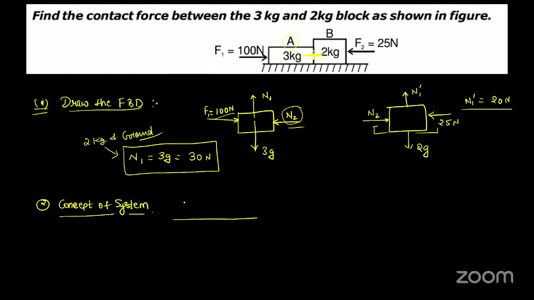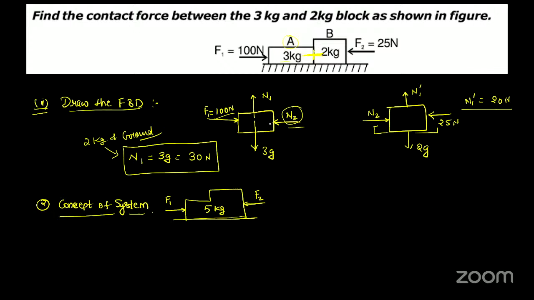First of all, we will assume these two blocks as a single body, having a weight of 5 kg. You may ask how 5 kg: 3 kg plus 2 kg will become 5 kg. Now if you see, externally there are two forces, F1 and F, because all the internal forces will vanish. We do not consider the effect of internal forces when we assume this as a system. I have told you in the previous session.